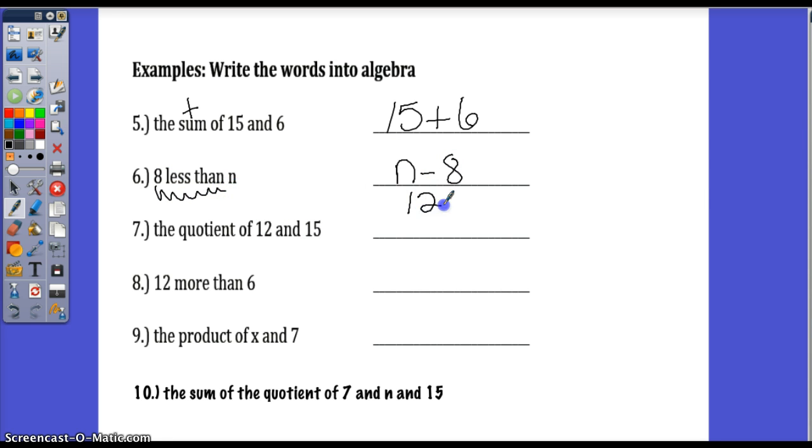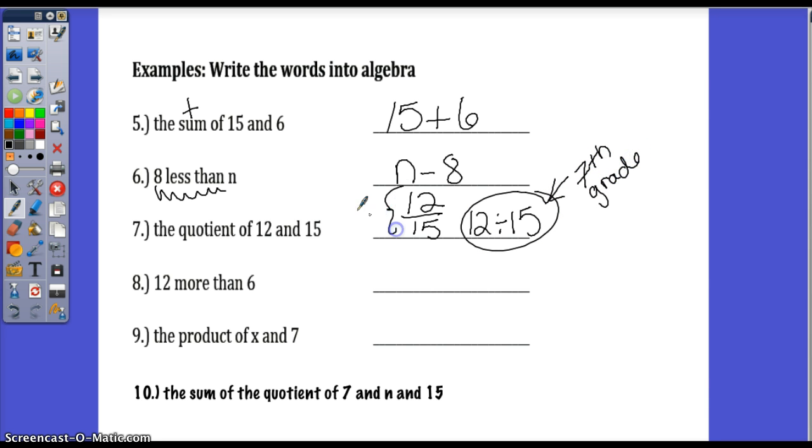We are in 8th grade, so you want to write it as a fraction. Do not write it like 12 divided by 15. This right here is 7th grade. We want to write quotients like this in 8th grade. 12 more than 6, well, you have 6 plus 12. And again, if you had 12 plus 6, that's fine because it is addition and the order doesn't matter.